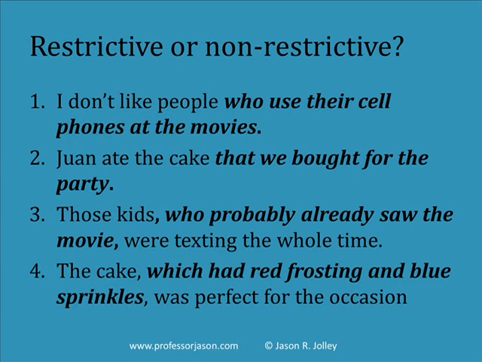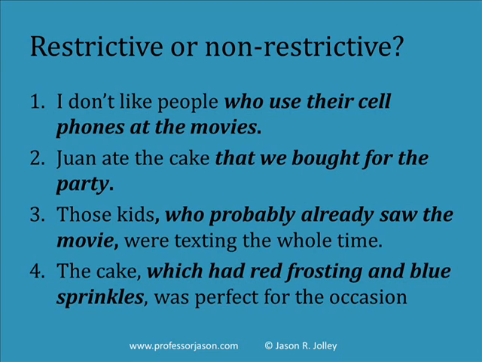Number 2, Juan ate the cake that we bought for the party. Those kids who probably already saw the movie were texting the whole time. Number 3, we have a non-restrictive clause. The information between the commas, that relative clause, isn't completely necessary to get across the meaning of the sentence. Those kids were texting the whole time. It's just supplemental information. As with number 4, the cake, which had red frosting and blue sprinkles, was perfect for the occasion. So again, another non-restrictive clause.